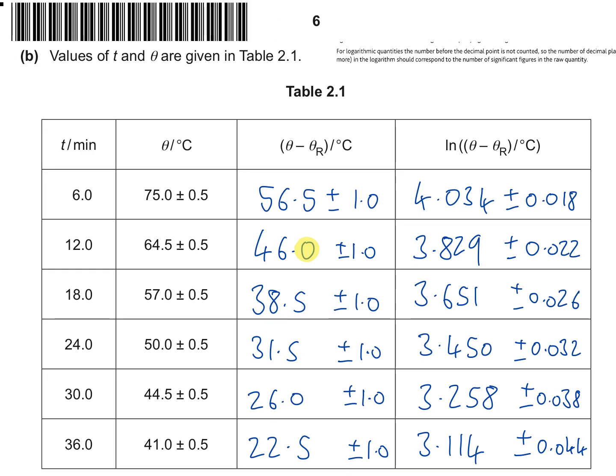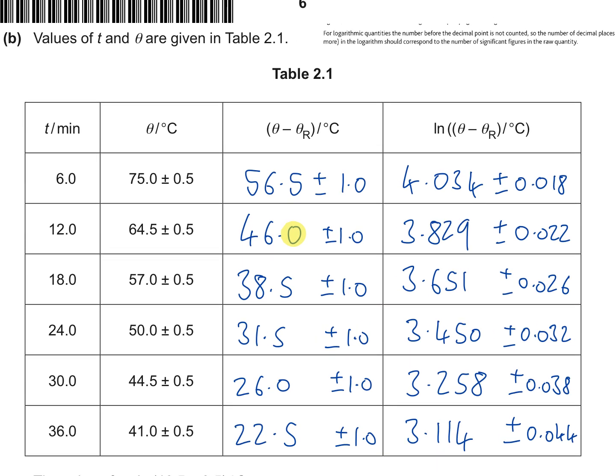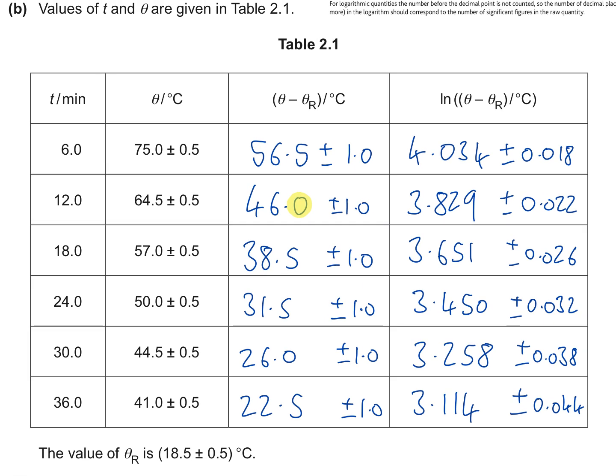Scrolling down now, you have to complete your table. I've done it, but I'm just going to point out a few points here. To get this, you're just doing a simple subtraction using the constant below. How do we get the uncertainty? Well, if you look below, you can see that over here, the uncertainty is plus or minus 0.5. Here it's plus or minus 0.5. So we are subtracting, and when you subtract two values, you add together the absolute uncertainties, and therefore we get plus or minus 1.